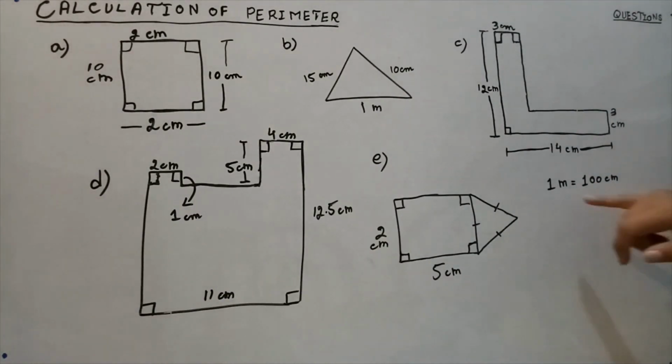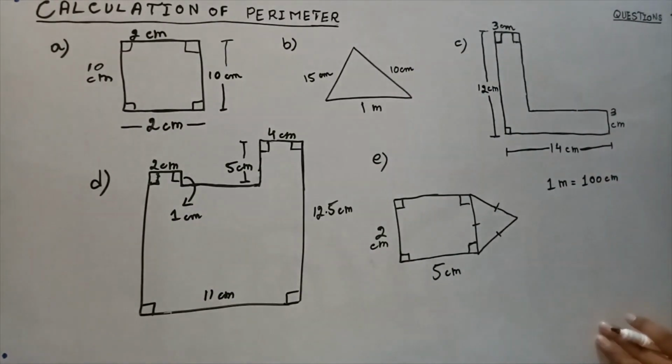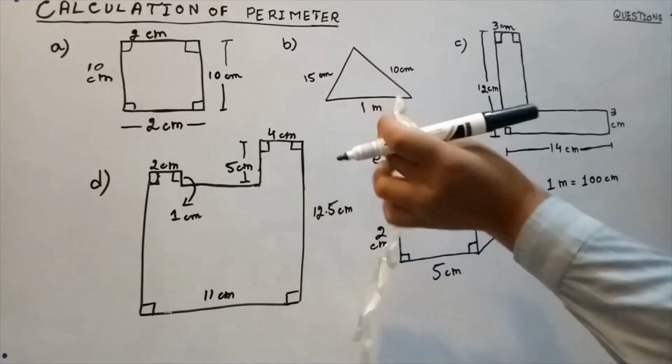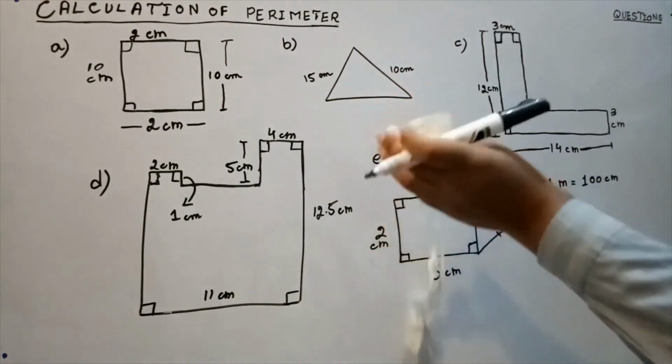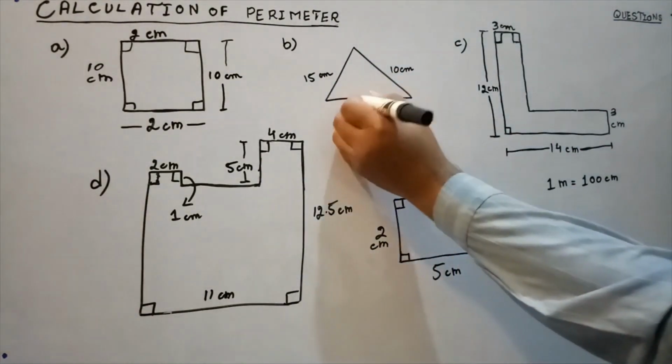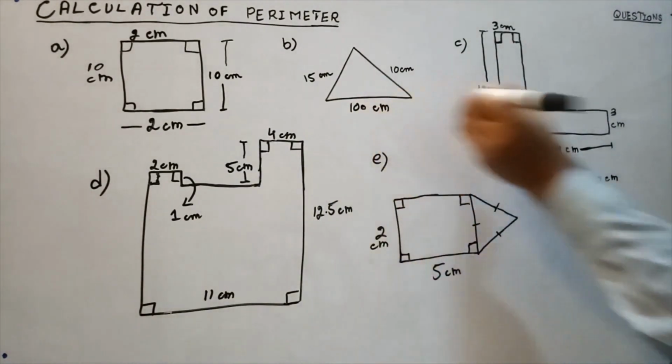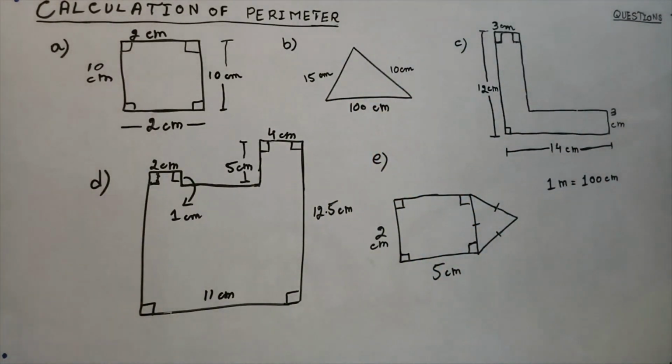Clear? 1 meter is equal to 100 centimeters. This is the conversion rate, we can say. So I can put 100 centimeters instead of 1 meter. If I put 100 centimeters there instead of 1 meter, it is just like this.